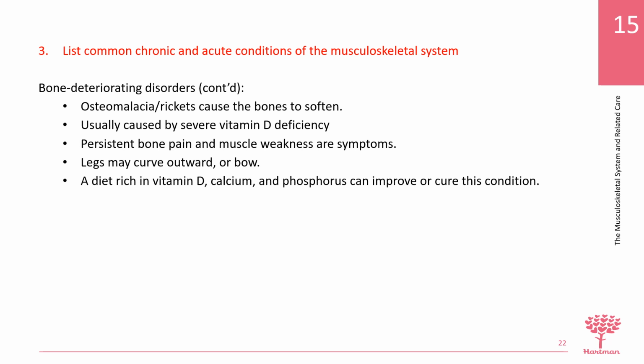Osteomalacia or rickets, which causes softening of the bones, is usually caused by severe vitamin D deficiency. Okay, so here we have some supplements that are needed. Persistent bone pain and muscle weakness are symptoms as well. The legs may curve outward or even bow. A diet that is rich in vitamin D, calcium, and phosphorus can help improve or even cure this condition.